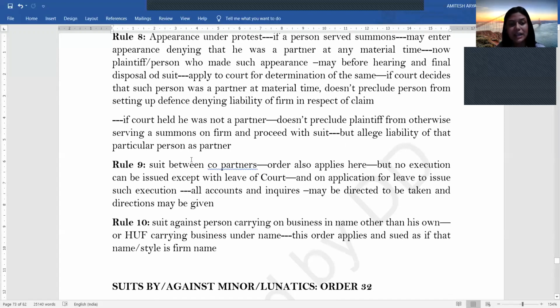Now, what will happen in the case where there is a suit between co-partners? Here also the same order will apply. However, no execution can be ordered without the leave of the court, and on application, all accounts, inquiries, etc. can be taken. Now, rule number 10: if a person is carrying on business in a name other than his own, or a HUF is carrying on business under a particular name, this order will also apply as if that name or firm name was a partnership.